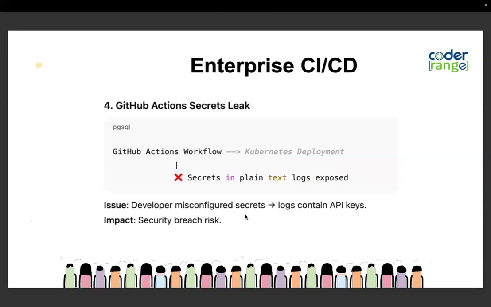The fourth issue is sometimes a GitHub Actions secret leak will happen. In GitHub, your Actions workflow will have the Kubernetes deployment. Your secrets will be kept in plain text in the log and get exposed. The developer misconfigured the secrets, and the log contains API keys, so a security breach will happen. We have faced this many times, secrets leaking in plain text through log exposure.